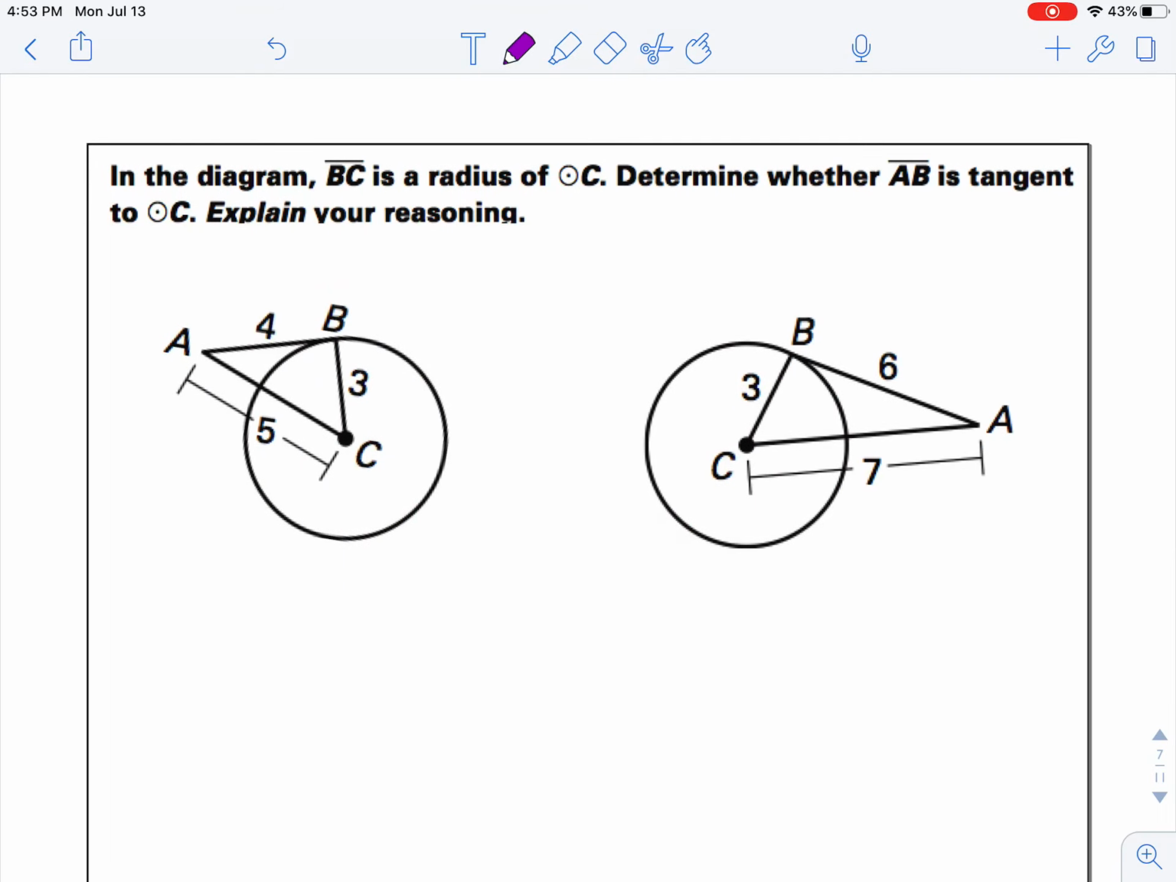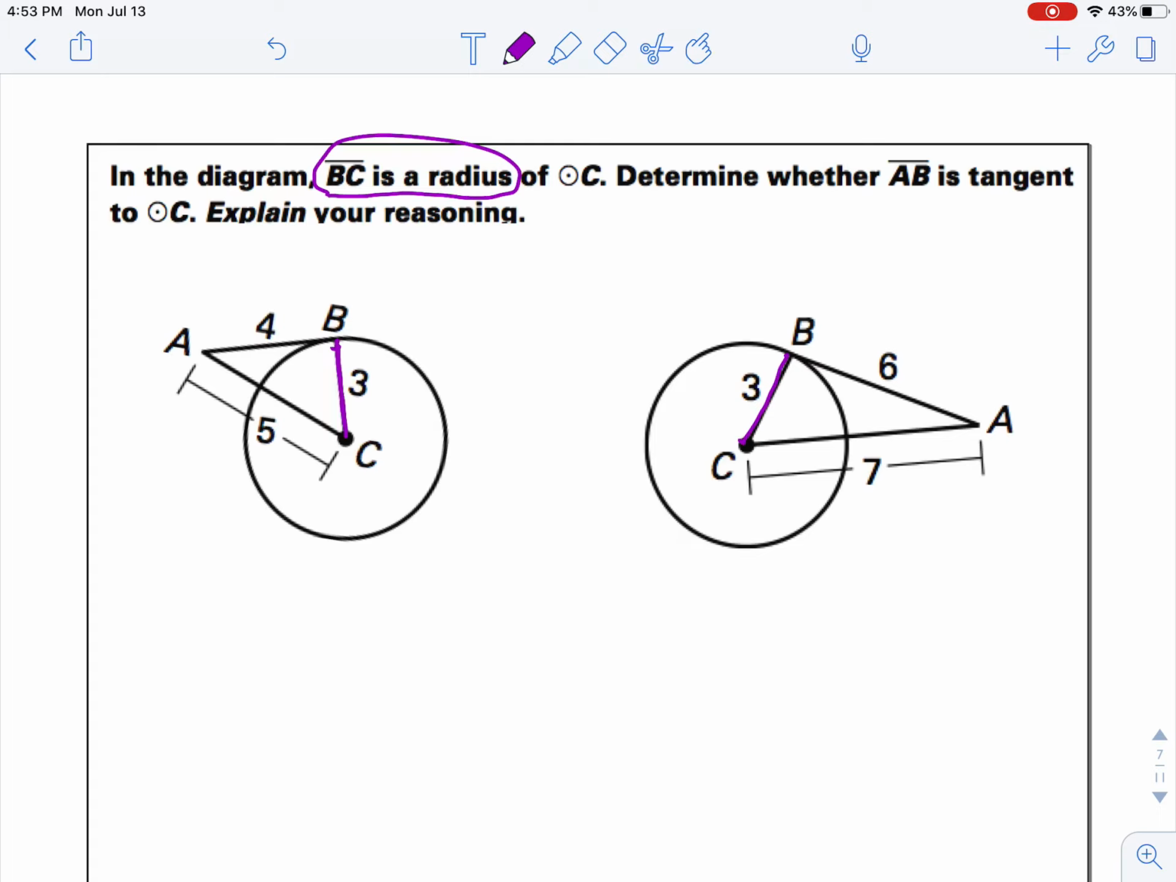That's how we name circles. Or we can use the word, or we can use that symbol. So, in the diagram, it tells you that BC is a radius of the circle C. So this segment right here is a radius. This segment right here is a radius. So BC is a radius of the circle.